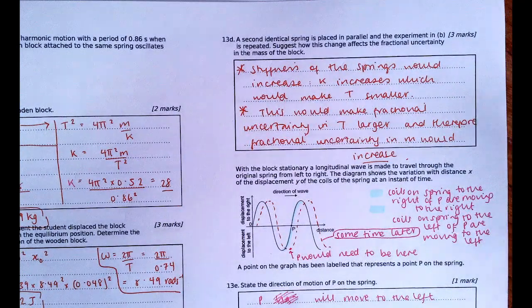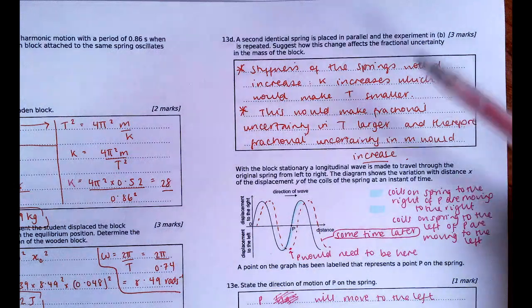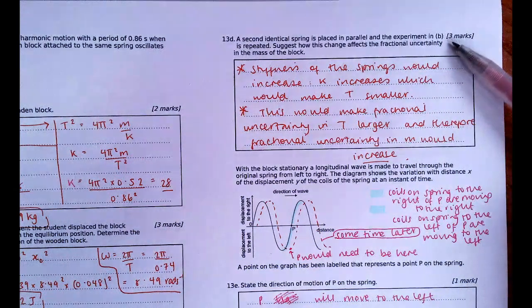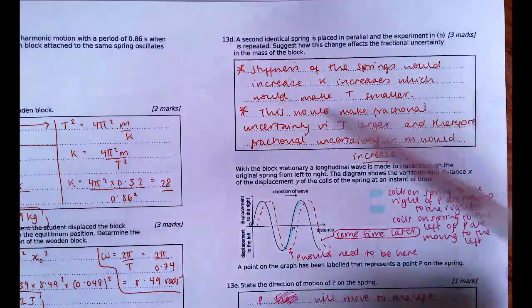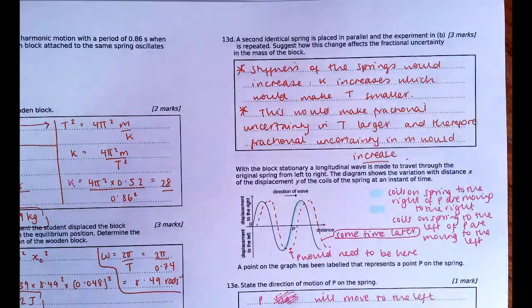Okay. So a second identical spring is placed in parallel, and then we repeat the same experiment. Okay, so we oscillate our mass backwards and forwards with the 2 springs now. Suggest how this changes the fractional uncertainty in the mass of the block.